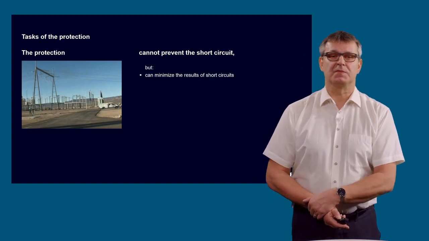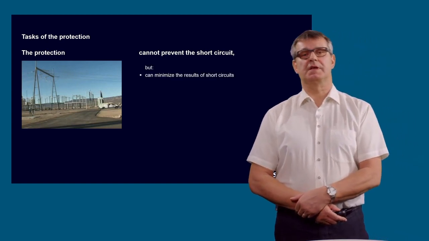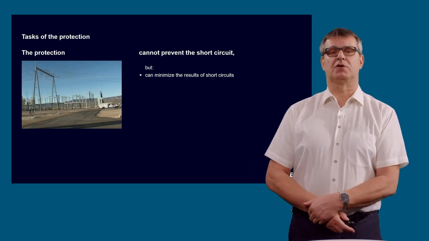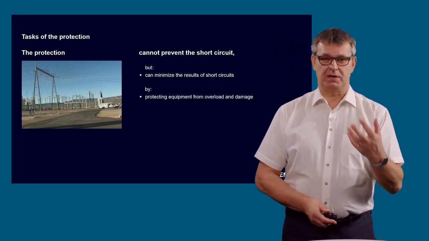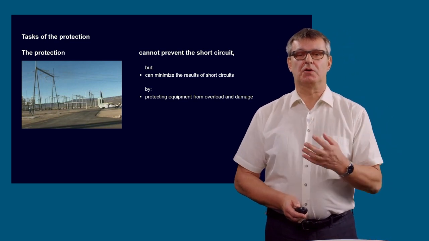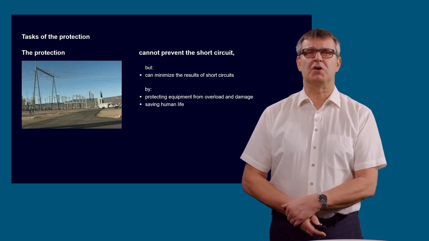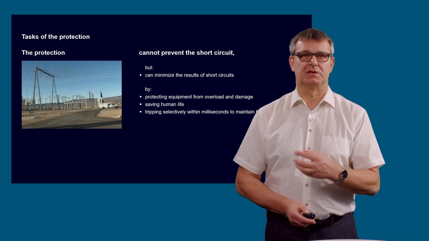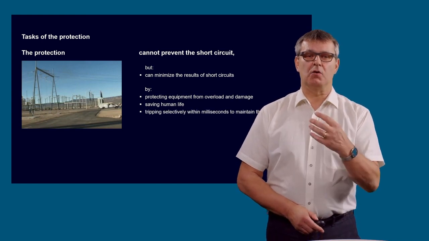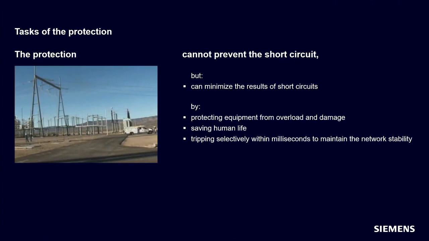So busbar protection cannot prevent the short circuit, but it can minimize the results of short circuits by protecting the equipment from overload and also from damage. Of course, very important is to save human life. And how does it do that? Protection protects human life and prevents damage to the equipment by tripping really selectively within milliseconds to maintain also the network stability.